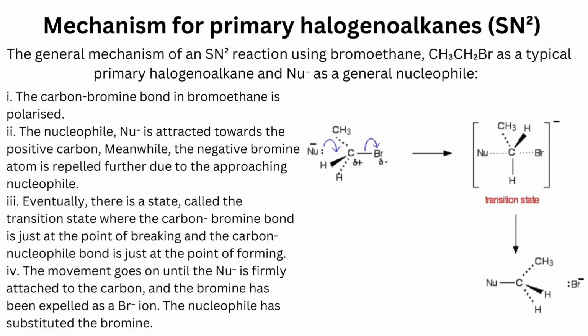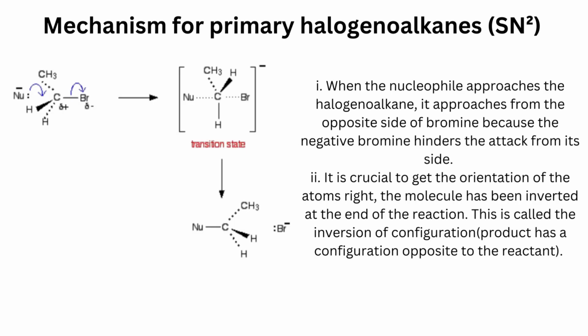Eventually, there is a state called the transition state where the carbon-bromine bond is just at the point of breaking and the carbon-nucleophile bond is just at the point of forming. The movement goes on until the nucleophile is firmly attached to the carbon and the bromine has been expelled as a bromide ion. The nucleophile has substituted the bromine. You can see the mechanism over here.